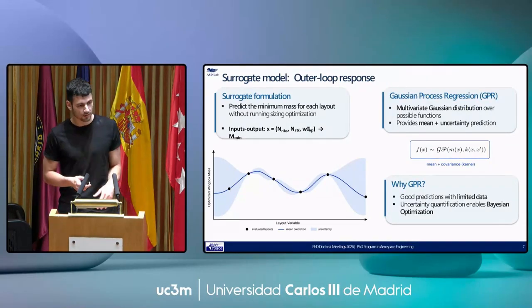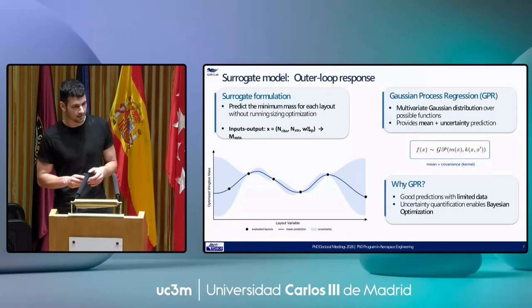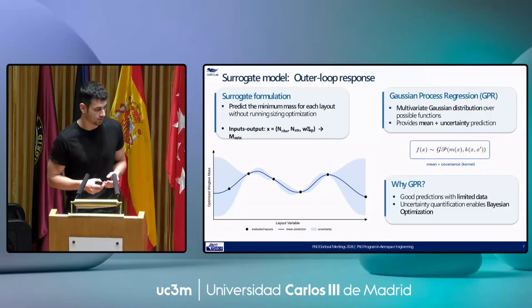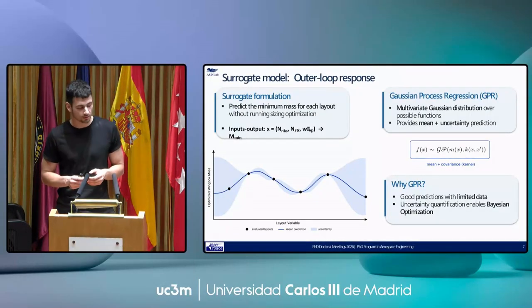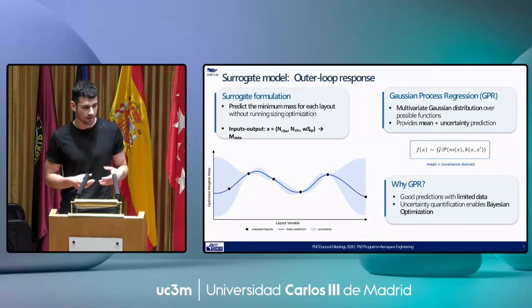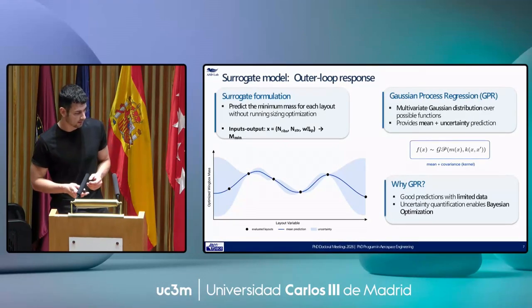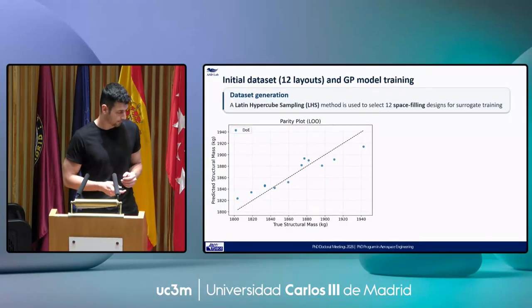So the surrogate model is formulated on the outer loop response, which means that it maps the layout variables to the minimized mass, effectively substituting the composite sizing optimization. More specifically, we use Gaussian process regression, which provides us with mean and uncertainty predictions, and it's a good fit here because we have limited data and also enables Bayesian optimization.